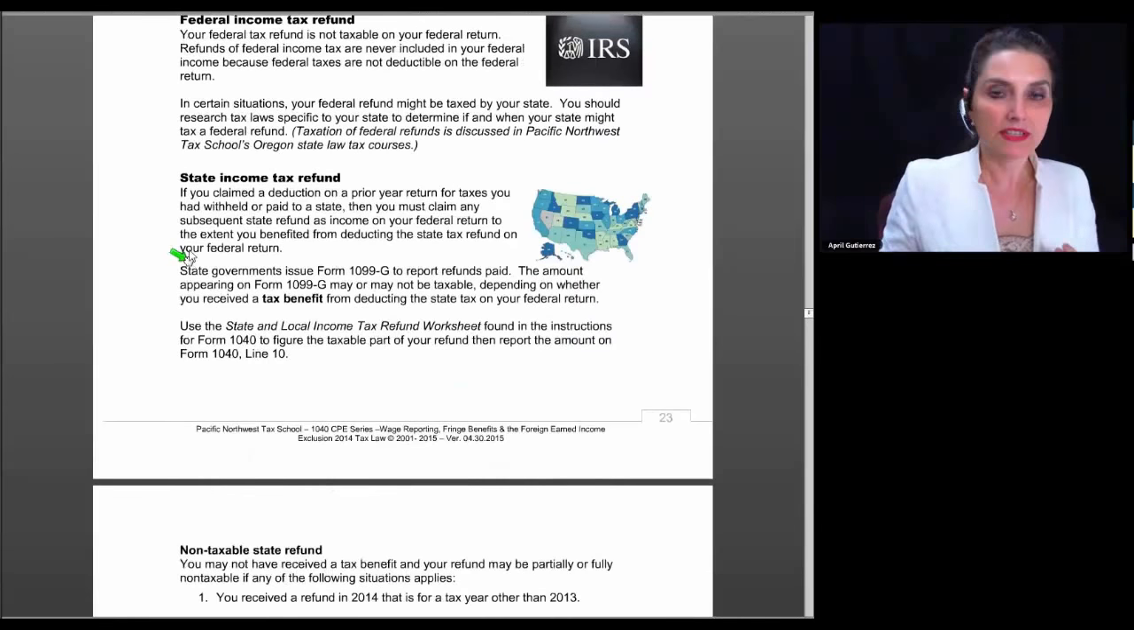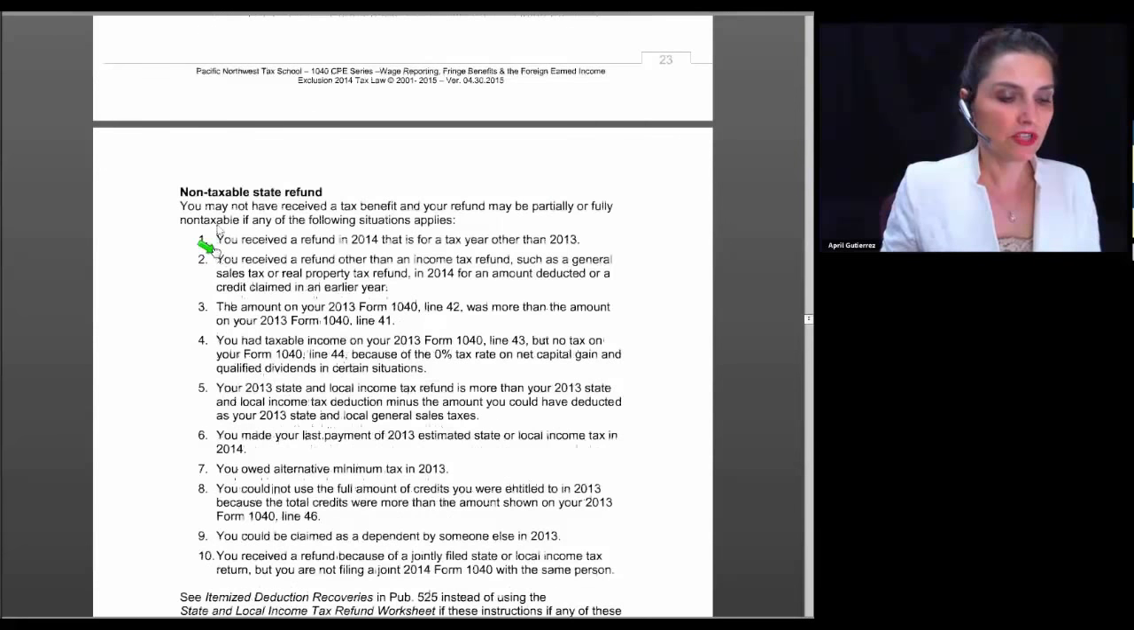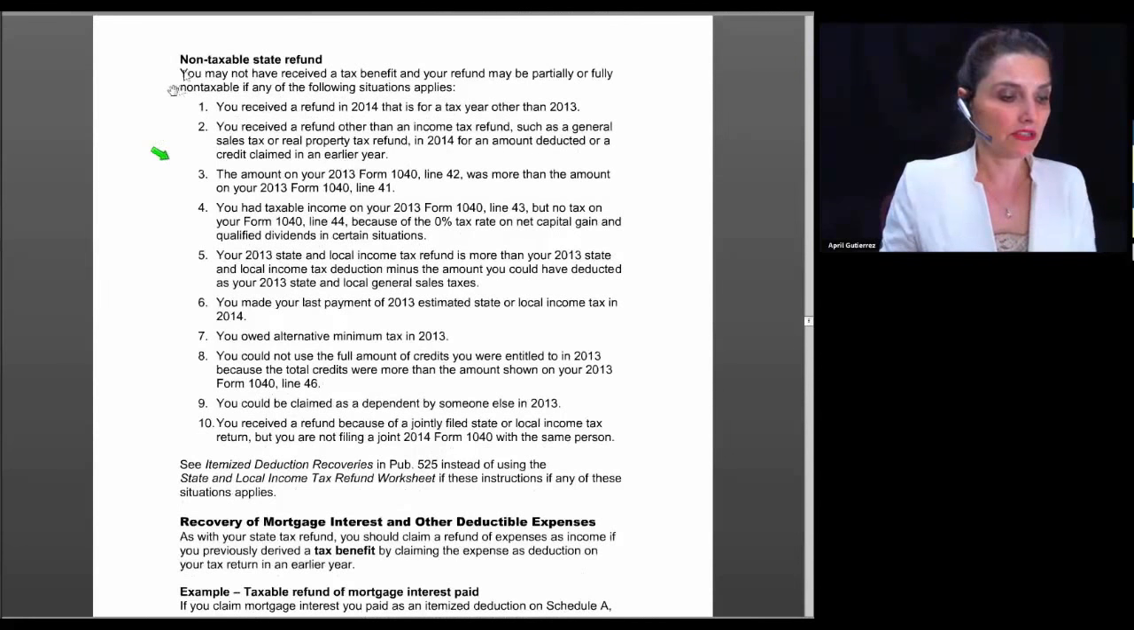When we're talking about state tax refunds, though, the IRS will tax a state refund if you itemized deductions in an earlier year and claimed a deduction in that earlier year for taxes paid to the state and also received a tax benefit because you did so, and then that state refunds some or all of the tax that you claimed a deduction and a tax benefit for. So the real issue about whether or not a refund from a state is taxable circles around this tax benefit rule. There are plenty of situations where that state refund may not be taxable or may only be partially taxable, and examples of that are listed here.